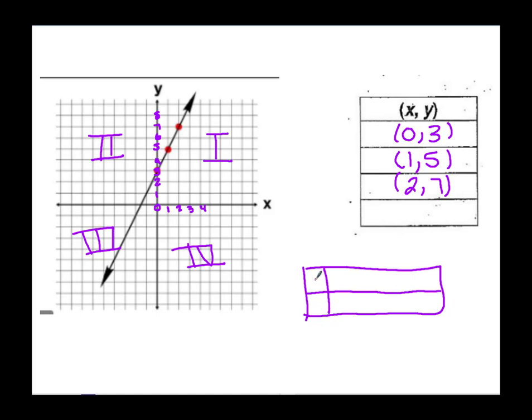If I were to make a table and label this X and this Y, then I would just take them from my points here and go 0, 3, 1, 5, 2, 7. That's it. Just always be sure to keep your X and Y together. Don't mix them up, because once you do that, the whole graphing will be different. But as long as you can take them from the graph to points, and then from points to tables, then you are fine.